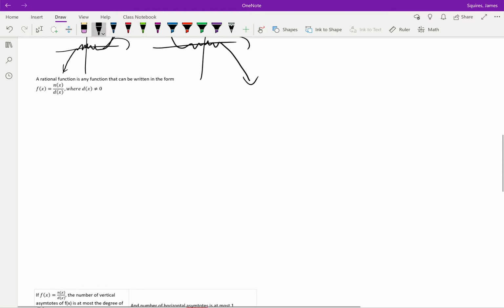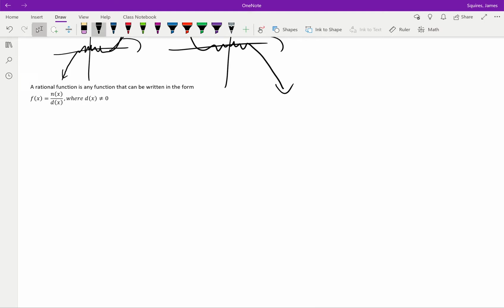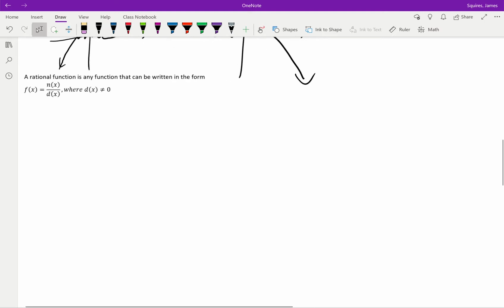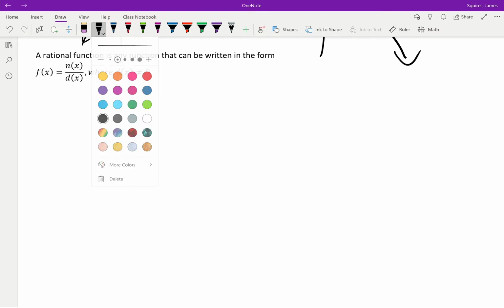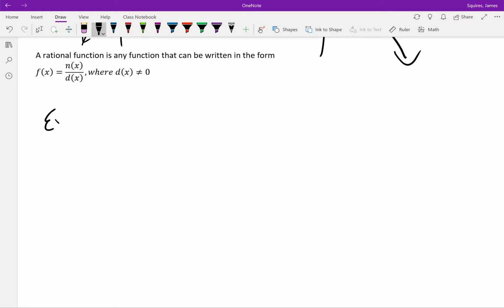Alright. A rational function is any function that can be written in the form f of x equals n of x divided by d of x, where d of x cannot equal 0. So just a little notation note, we're calling it n of x because we're talking about the numerator value. So the numerator is a function of x, and d of x will be the denominator, where the denominator is a function of x. And it's important to note that we can never divide by 0, so that's always an important point.